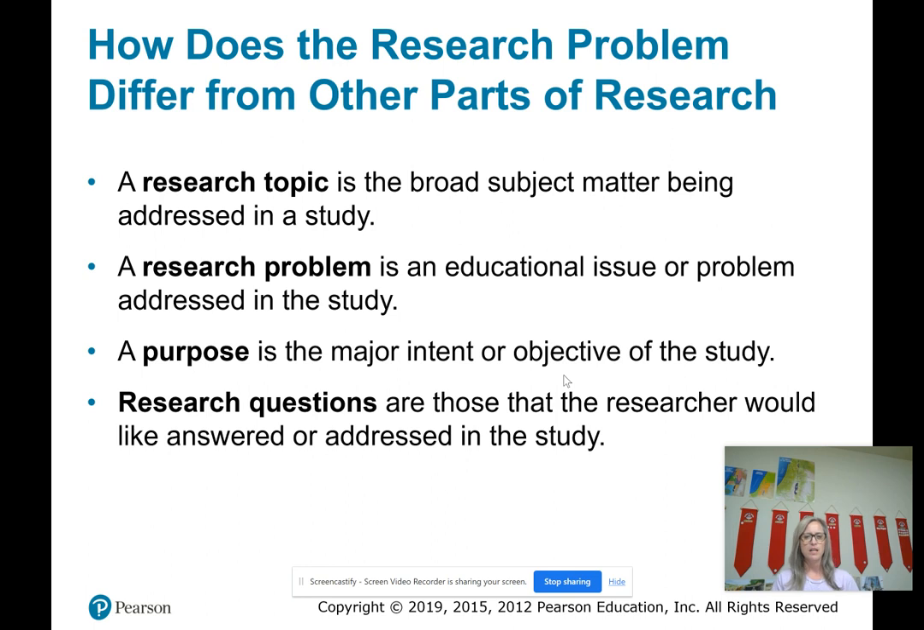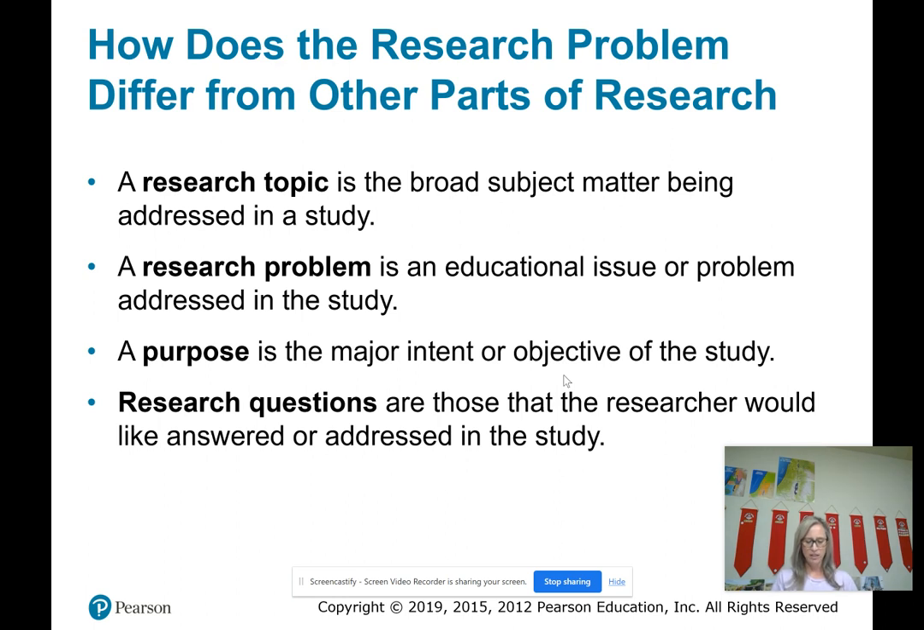Okay, the problem. It's just identifying that. Research problems are different than research questions, which are also located in the purpose statement section. So the purpose statement section has many components comprised within it. It has your research questions, your purpose, the intent of your study, and then also the problem.